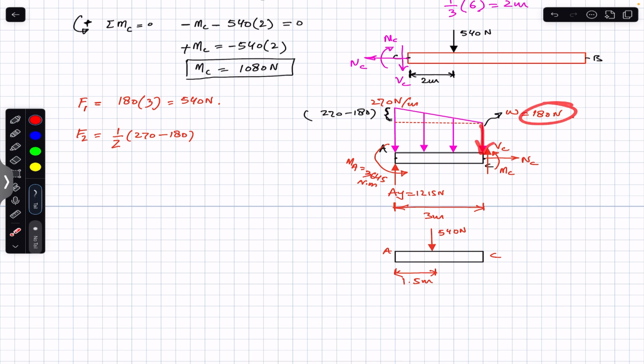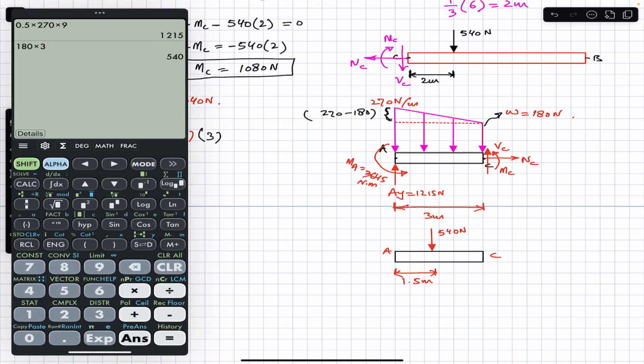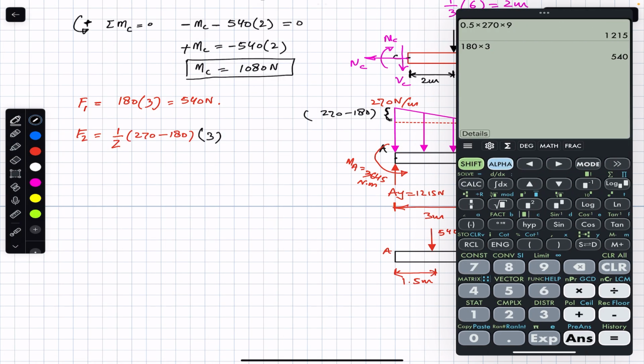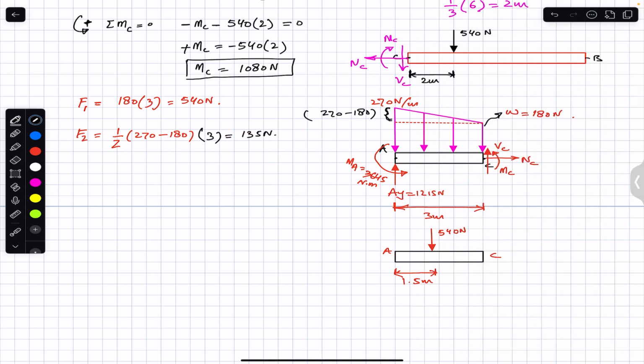So this intensity will be equal to 270 minus 180, into the height of the triangle, which is 3 meters. So 1 divided by 2, which is 0.5, into 270 minus 180, into 3. This gives me 135 Newton. And this 135 Newton force will replace this triangular distributed load.